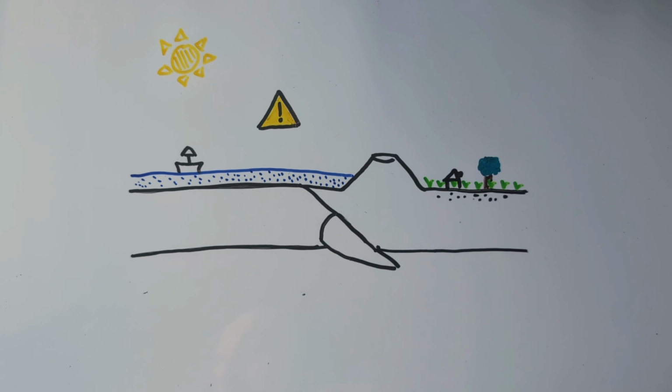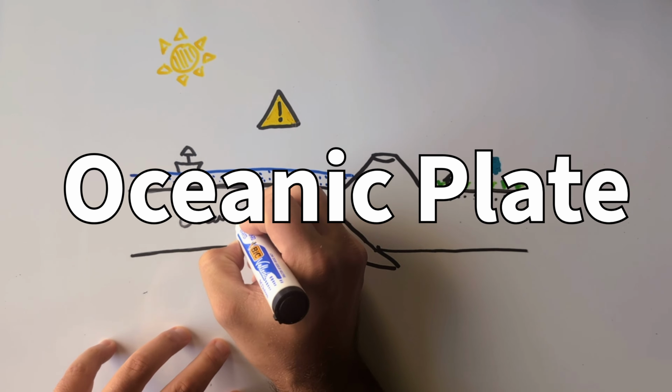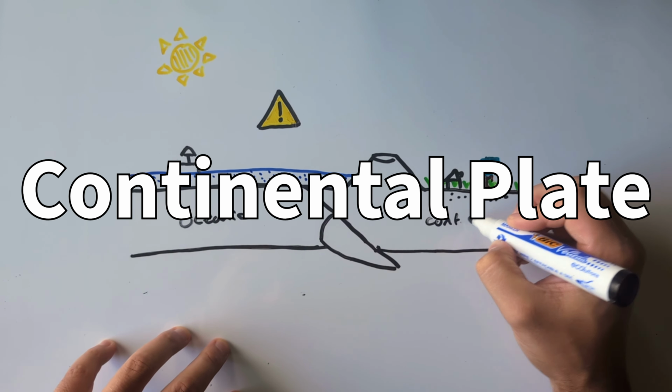Okay? So, what do we need to know? Again, this is an oceanic plate, and this is a continental.